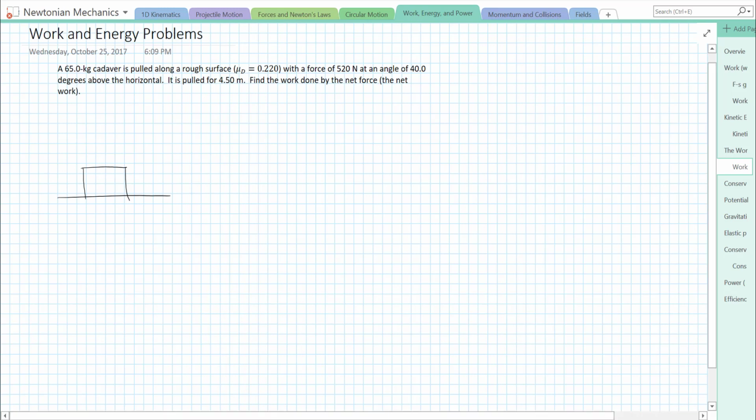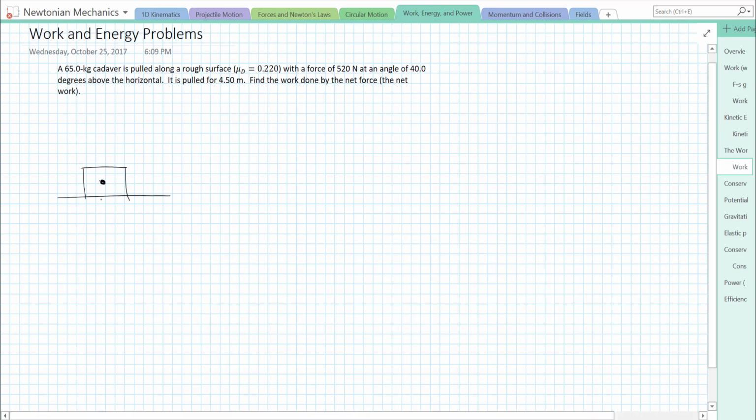A 65.0 kilogram cadaver is pulled along a rough surface, mu d equals 0.220, with a force of 520 newtons at an angle of 40.0 degrees above the horizontal. It is pulled for 4.50 meters. Find the work done by the net force, which is also just the net work. So there are two ways we could do this, but either way we're going to need to start with the free body diagram, so let's do that.